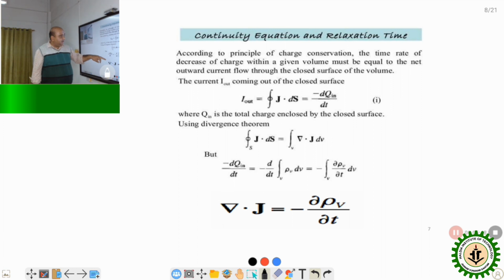By this simple derivation, we convert this into the current density form, and similarly we convert this into a surface integral and this into a volume integral. We apply the divergence theorem, convert the surface integral into the respective volume integral, and finally equate the right hand side and the left hand side. We get this mathematical expression, del dot J equal to minus dou rho v by dou t. This is the continuity equation.